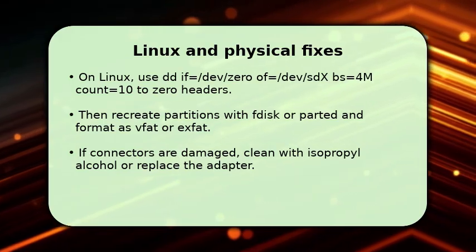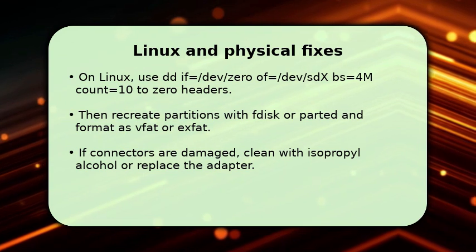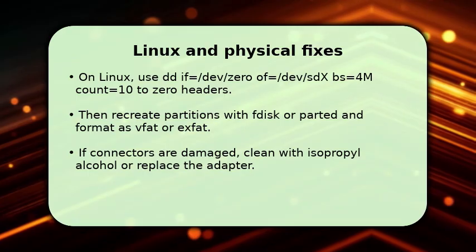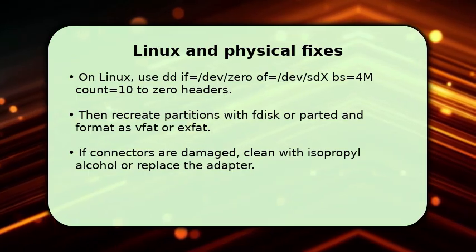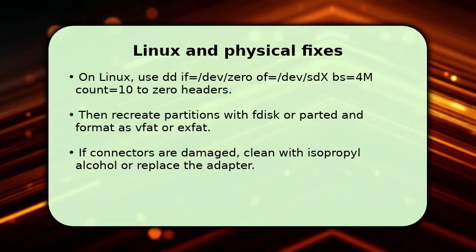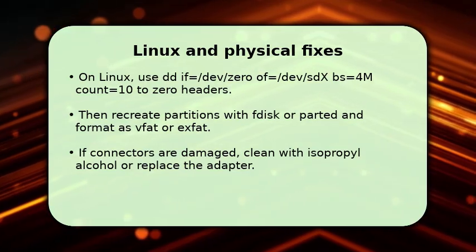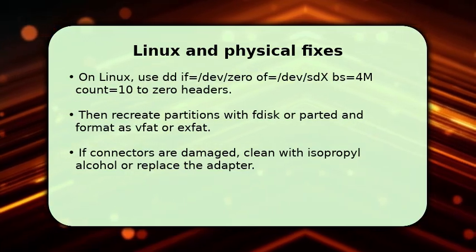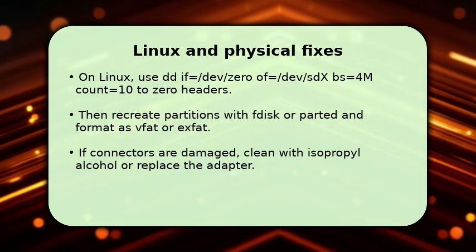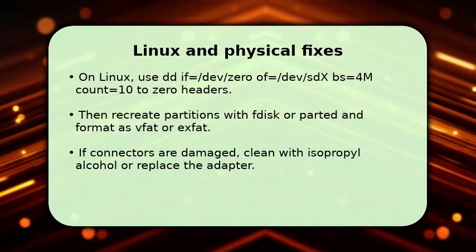After zeroing, recreate a partition table with fdisk or parted and make a primary partition. Format the partition as vfat for compatibility or exFAT for large capacities. If the card still fails, inspect and clean the metal contacts with a lint-free cloth and 90% isopropyl alcohol. Replace the adapter or reader before assuming the card is irreparable.